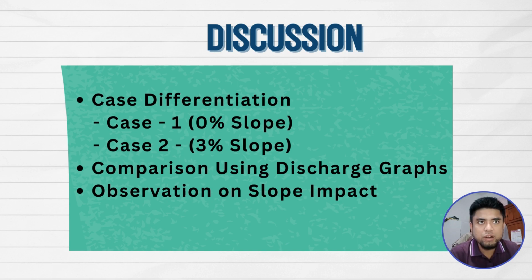Comparison using the discharge graph. For example, case 1 peaks at 0.00038 meter cube per second at 245 seconds. Case 2 peaks at 0.00038 meter cube per second but at 280 seconds, indicating a 35 second delay. Observation on slope impact: no significant difference was observed due to the close slope value of 3%. We suggest trying a steeper slope like 5% for case 2 to potentially reveal more distinct differences in the graph.